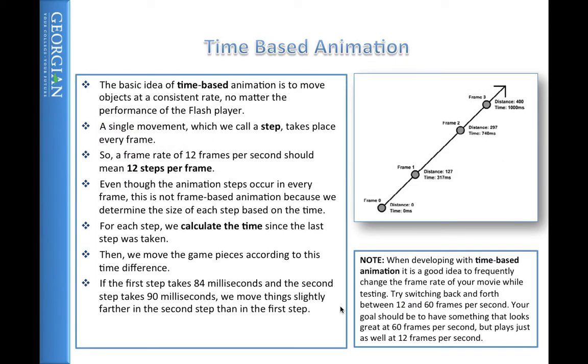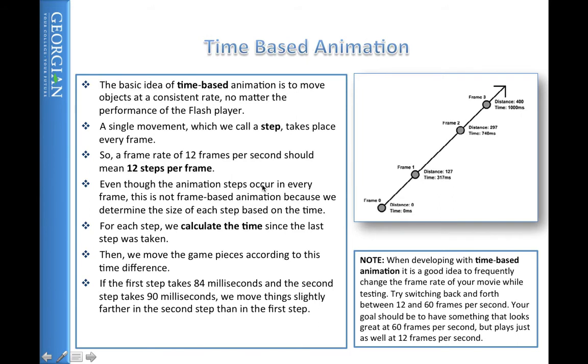So how does it work again? Just a review. We have a timer, and instead of how many frames per second, we're going to worry about how many steps per frame. Each step would be X number of milliseconds. For example, if it was 84 milliseconds for each step, and the second step was 90 milliseconds, then there's 6 milliseconds between each step, and so on. And there's an example here. If you look at frame 0, the distance is 0, and there's 0 milliseconds. Frame 1, the distance is 127, and it's 317 milliseconds. And then there's a big lag between frame 1 and frame 2, where the distance is only 297, and a lot of time has passed, 740 milliseconds. Then it goes to frame 3.